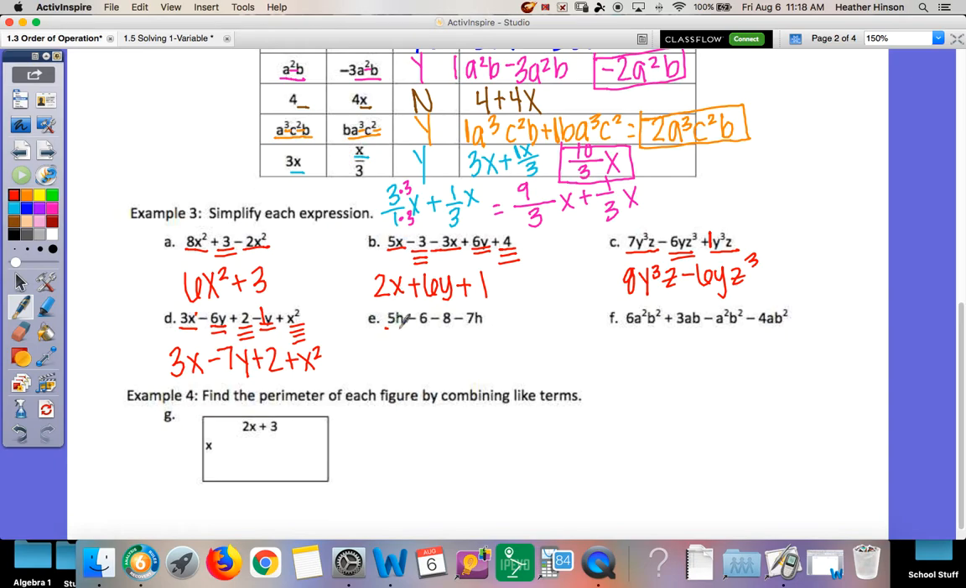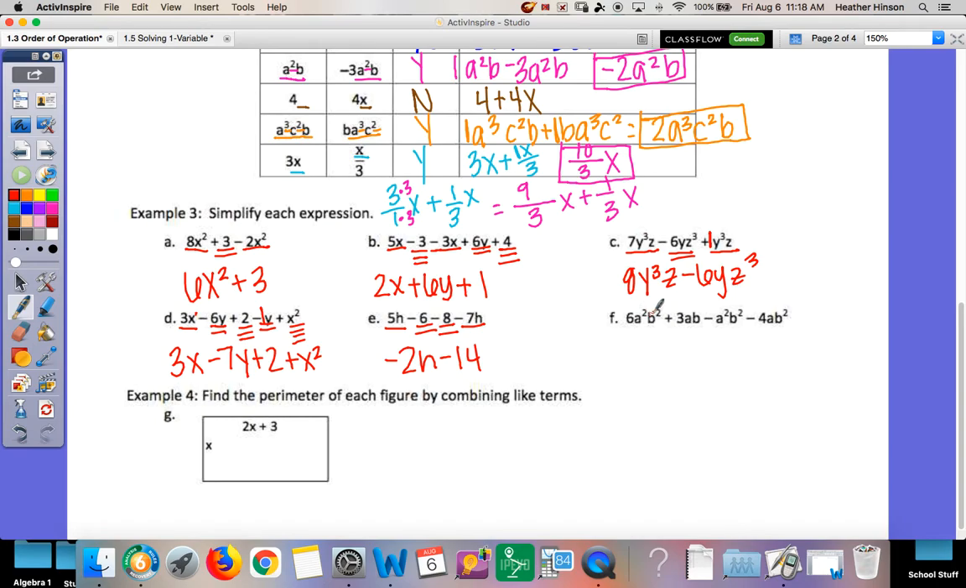Okay, E, does anything match h? The other h over here. So 5 minus 7 is negative 2. And then our plain numbers, we can combine always. Negative 6 minus 8 is negative 14.